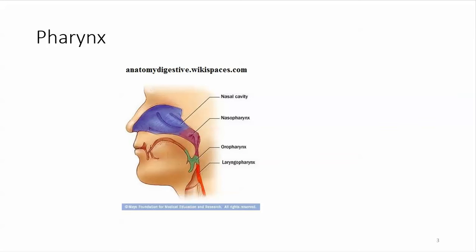Now let's talk about the pharynx. So there's your nasal cavity. The nasopharynx is the posterior section of the nasal cavity. The oropharynx starts from the back of the mouth cavity and continues down the throat to the epiglottis. The laryngopharynx begins at the epiglottis and leads to the esophagus. It regulates air passing into the lungs and food to the esophagus.